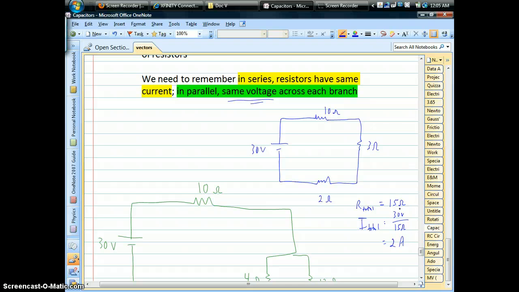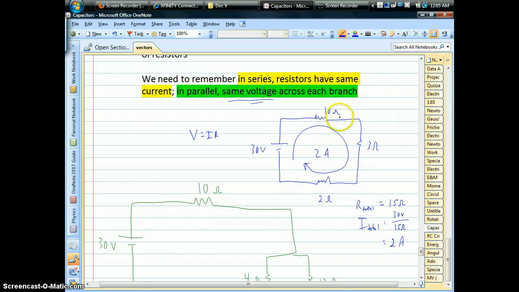So the fact that we've redrawn this in series means that we have 2 amps flowing through everything. Okay, there's only one pathway. That 2 amps has to flow through every component, the battery itself, etc. That allows us to figure out voltages. And from Ohm's law, voltage is current times resistance.